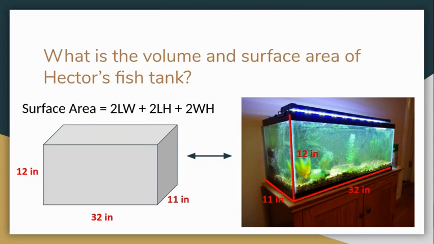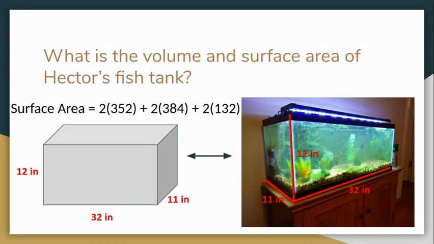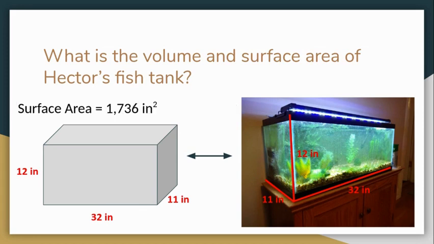To find the surface area of his tank, we need to use our surface area formula. Note that I won't need to spray the top of the tank because it is covered with a lid and will be cleaned differently. Pause the video here again while you calculate the surface area of the fish tank. Substitute the appropriate values into our equation. The surface area of the fish tank is 1,736 square inches.